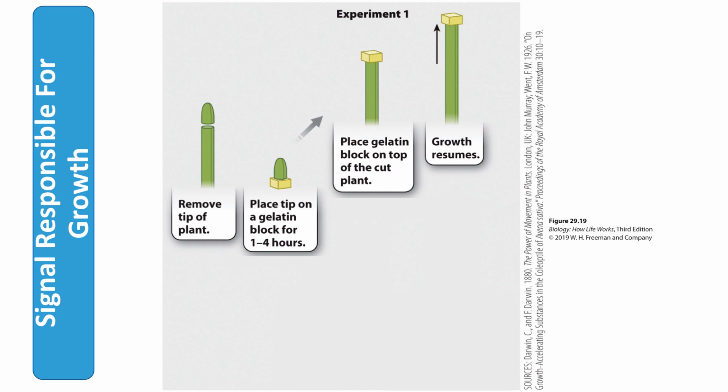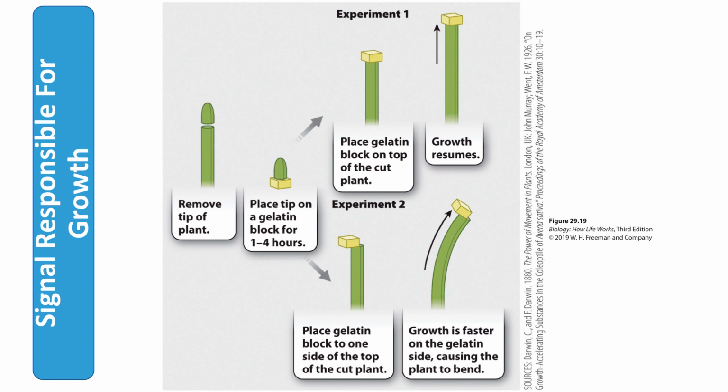In his first experiments, he removed the plant tip from an oat plant and placed it on gelatin for 1 to 4 hours. During this time, the plant ceased to grow. Went then placed the gelatin block on top of the cut plant and observed that growth resumed. In his second experiment, Went placed the gelatin block to one side of the top of the cut plant. Growth resumed such that the plant bent away from the side with the gelatin block. From his experiment, he concluded that a signal which stimulates growth was produced in the tip of the plant, and that it travels downward through the stem towards the roots. This signal is now known to be the plant hormone auxin.